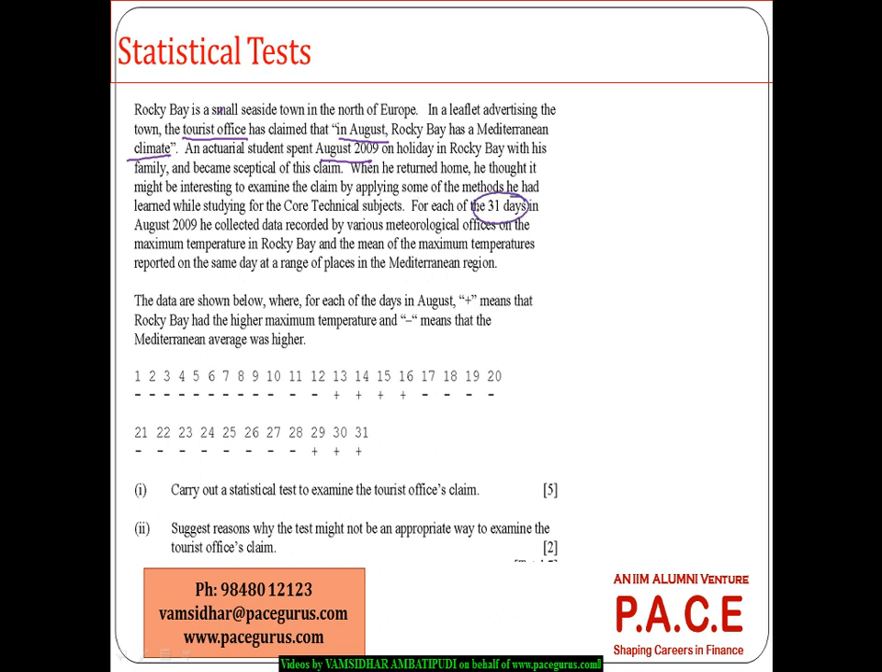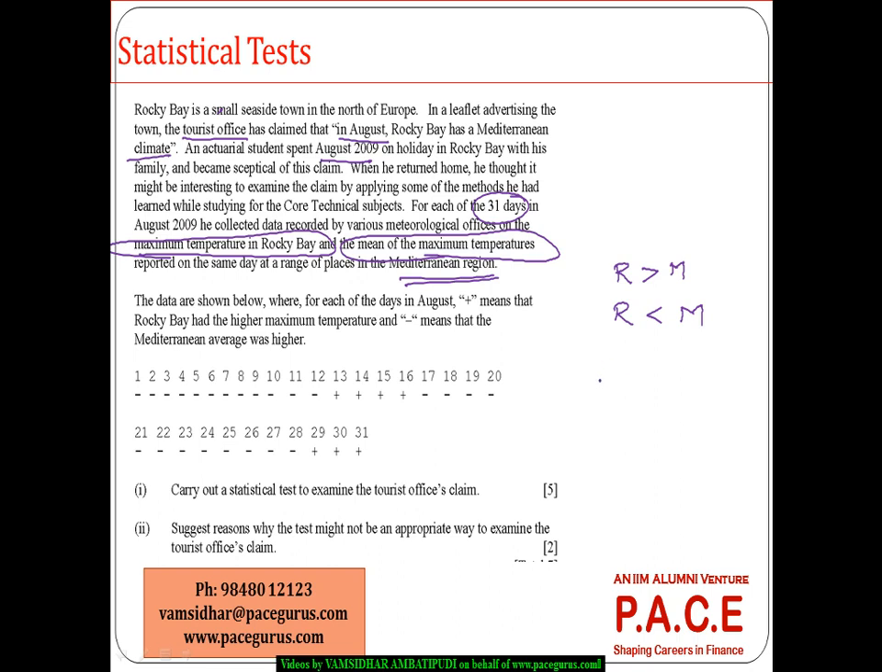For each of the 31 days in August 2009, he collected the data recorded by various meteorological officers on the maximum temperature in Rocky Bay and the mean of the maximum temperatures reported on the same date in different places of the Mediterranean region. Positive means the Rocky Bay temperature is greater than the Mediterranean temperature, and minus indicates the Rocky Bay temperature is lesser than the Mediterranean temperature.